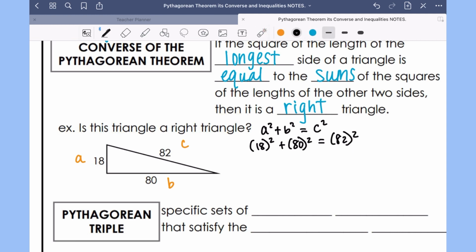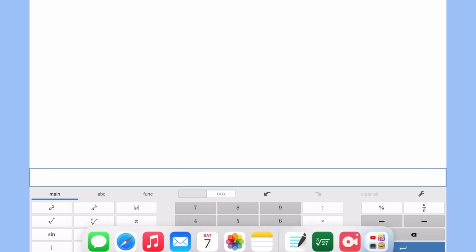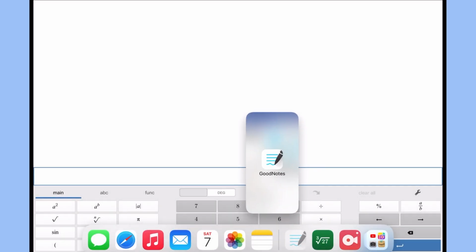And then we just actually do the math. So 18 squared, if you get a calculator, that's 18 times 18, which is 324. Plus 80 squared is 6,400. And then 82 squared is 6,724. Now, if this is a right triangle, then when you add the two legs squared, they should add up to the hypotenuse squared. So let's see if that works. I'm going to use my calculator. Let me just split the screen.